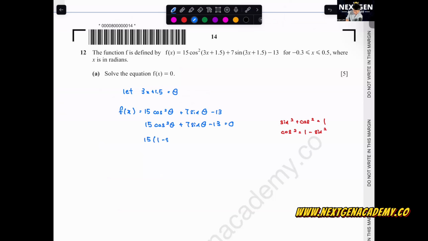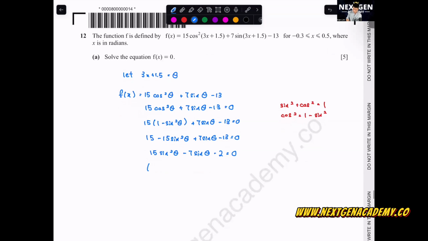So 15 (1 minus sine square theta) plus 7 sine theta minus 13 equals to 0. 15 minus 15 sine square theta plus 7 sine theta minus 13 equals to 0. Okay, we shift it all to one side. I'll shift it to the right-hand side, so it becomes 15 sine square theta minus 7 sine theta, 15 minus 13, then minus 2 equals to 0. Can you see this is a quadratic equation? So we'll get (5 sine theta plus 1)(3 sine theta minus 2) equals to 0.